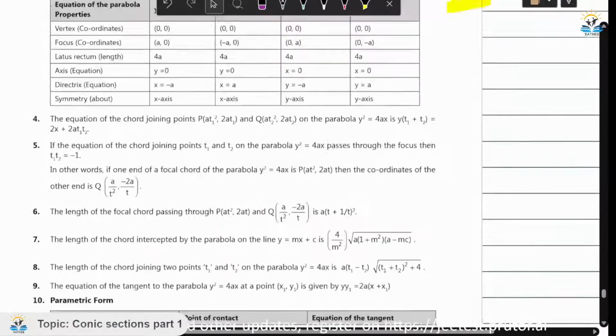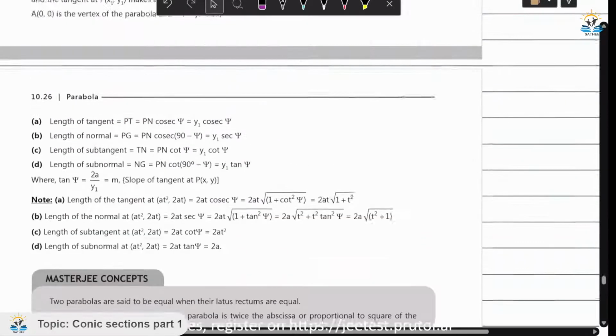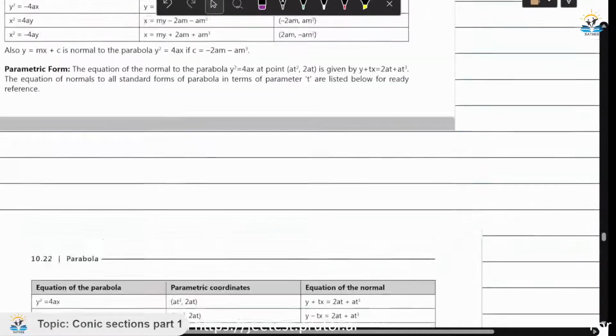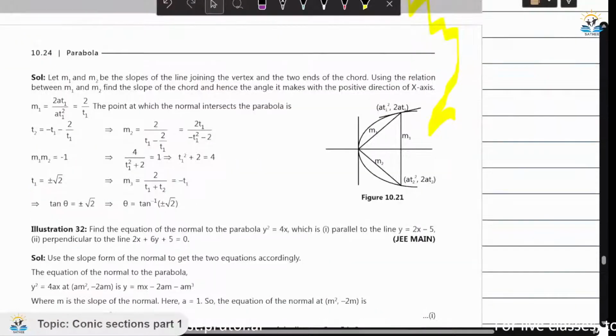Okay. So since we are done with the theory part of it, let's do some questions if possible. We can do this question. This co-normal points we are not discussing because I don't seem to find them that important.